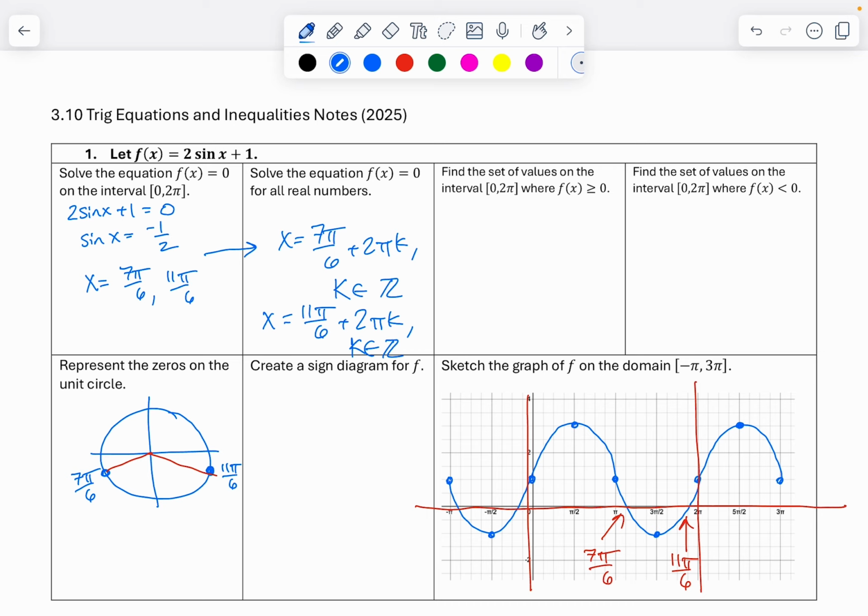But officially, we probably should write it every time. Okay, so now they're asking us, so we've solved the equation both on a particular interval and for all real numbers. So far, so good. Now we want to look at some inequalities.